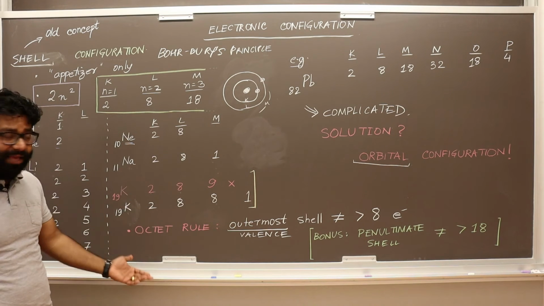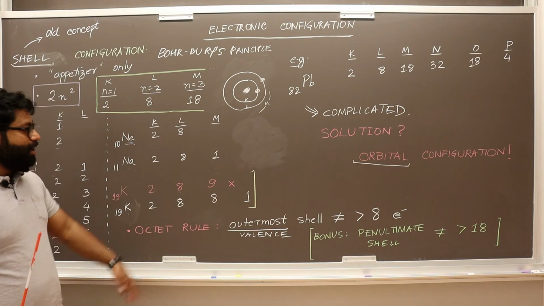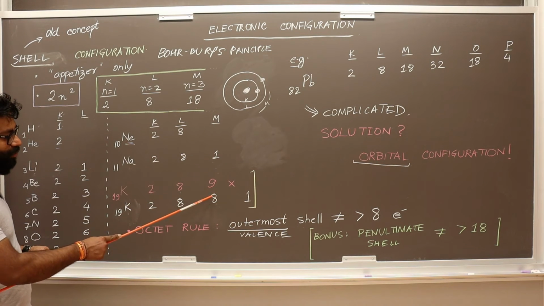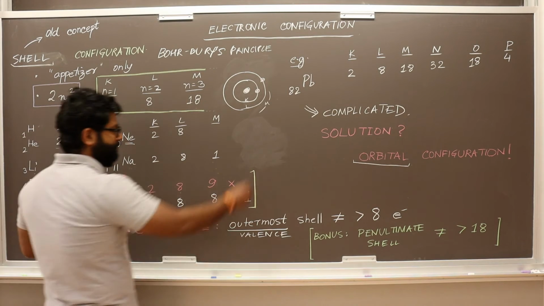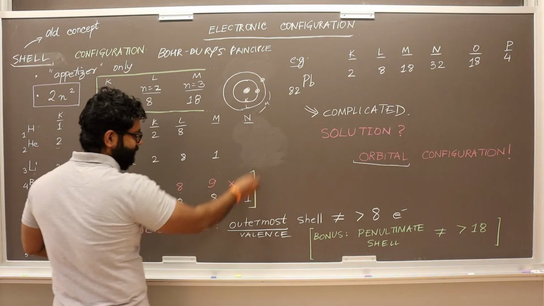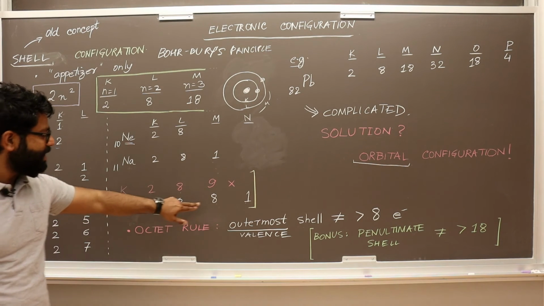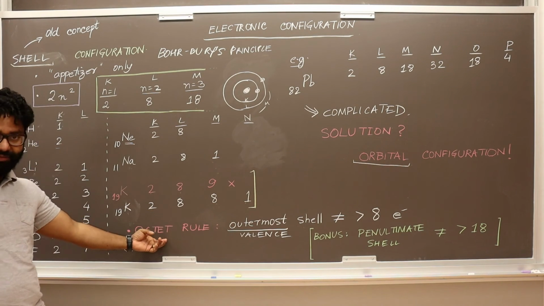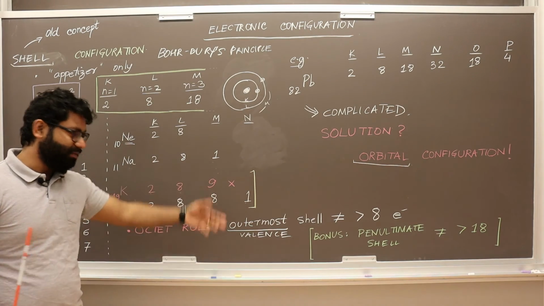Now, if there is a rule that the outermost shell cannot have more than 8, then unfortunately, we put 8 in here and move the next one to the next shell, which is the N shell. So the electronic configuration of potassium becomes 2, 8, 8, and 1, and not 2, 8, and 9, because of the Octet Rule. Now, similar things go on for the rest.